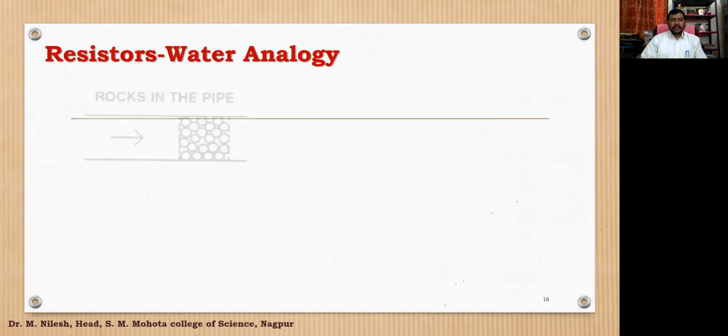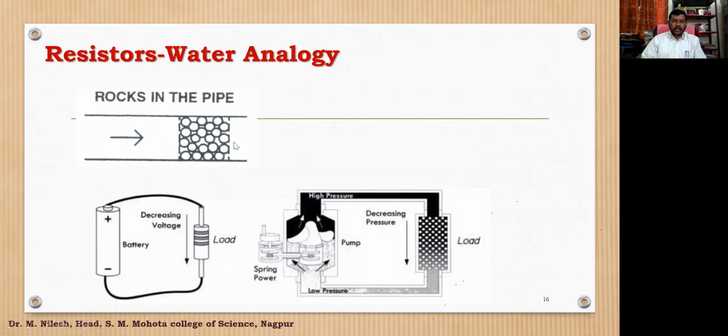Then this is the resistor water analogy circuit. When we pass water through a pipe having some obstacles or some stones in it, then minimum water is going to flow through that, right? So that is how resistance works. So every load or every device which we want to work by using the voltage and the current has a resistance.